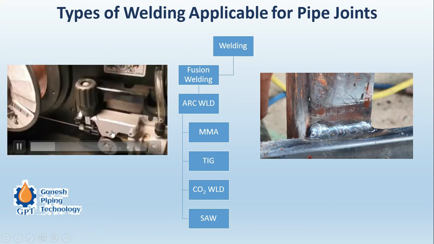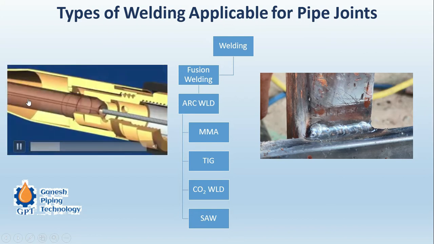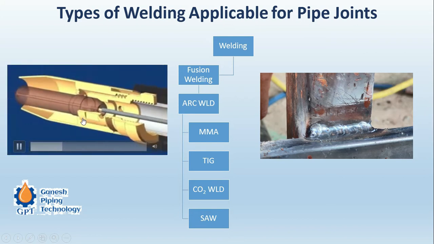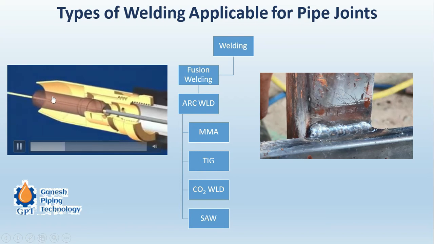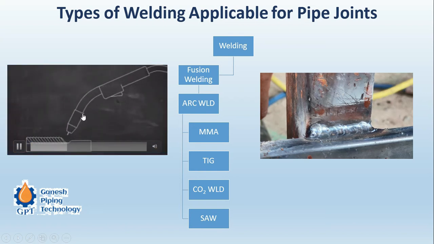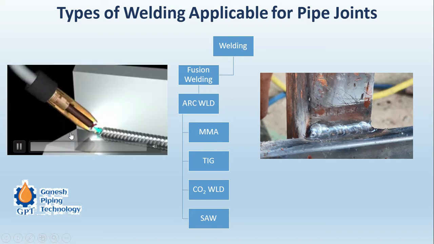This is a machine which is continuously feeding the filler wire. This is a reel which is carrying that filler wire. This is a copper nozzle. This is a torch or the gun. It is called a gun. This is the switch. If you press this switch, the arc will strike.